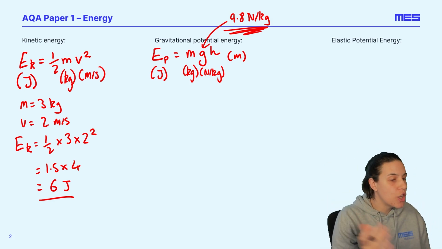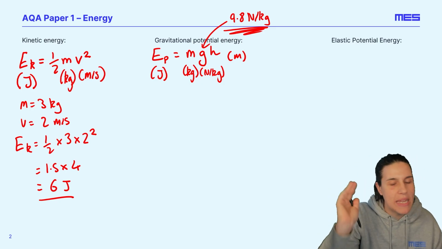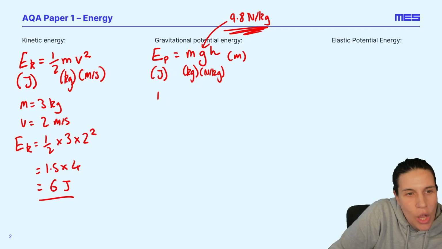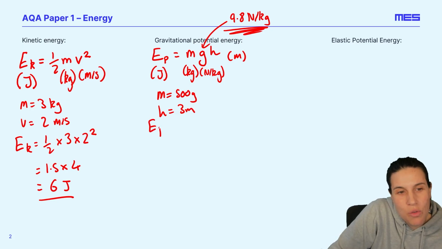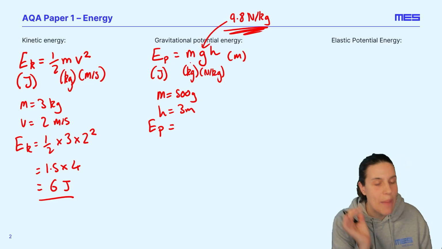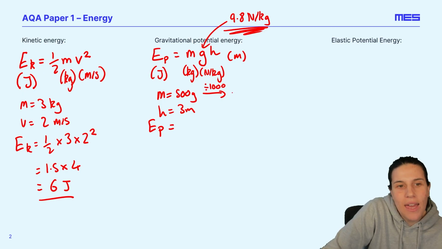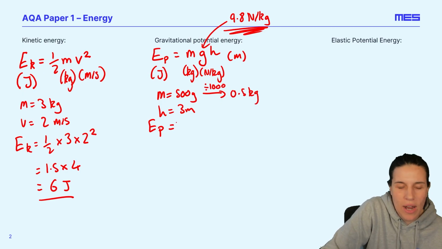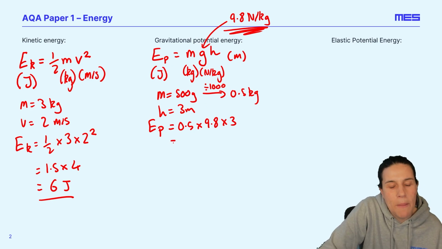So let's imagine that we've got an apple that's being held in a tree 3 meters above the Earth's surface. The mass of the apple, let's say, is 500 grams, and the height is 3 meters above the Earth's surface, and we want to work out the gravitational potential energy. Because mass is always in kilograms, not grams, the first thing I'm going to have to do is divide my mass by 1,000 to get 0.5 kilograms. So 0.5 multiplied by the gravitational field strength on Earth, which is 9.8, multiplied by 3.